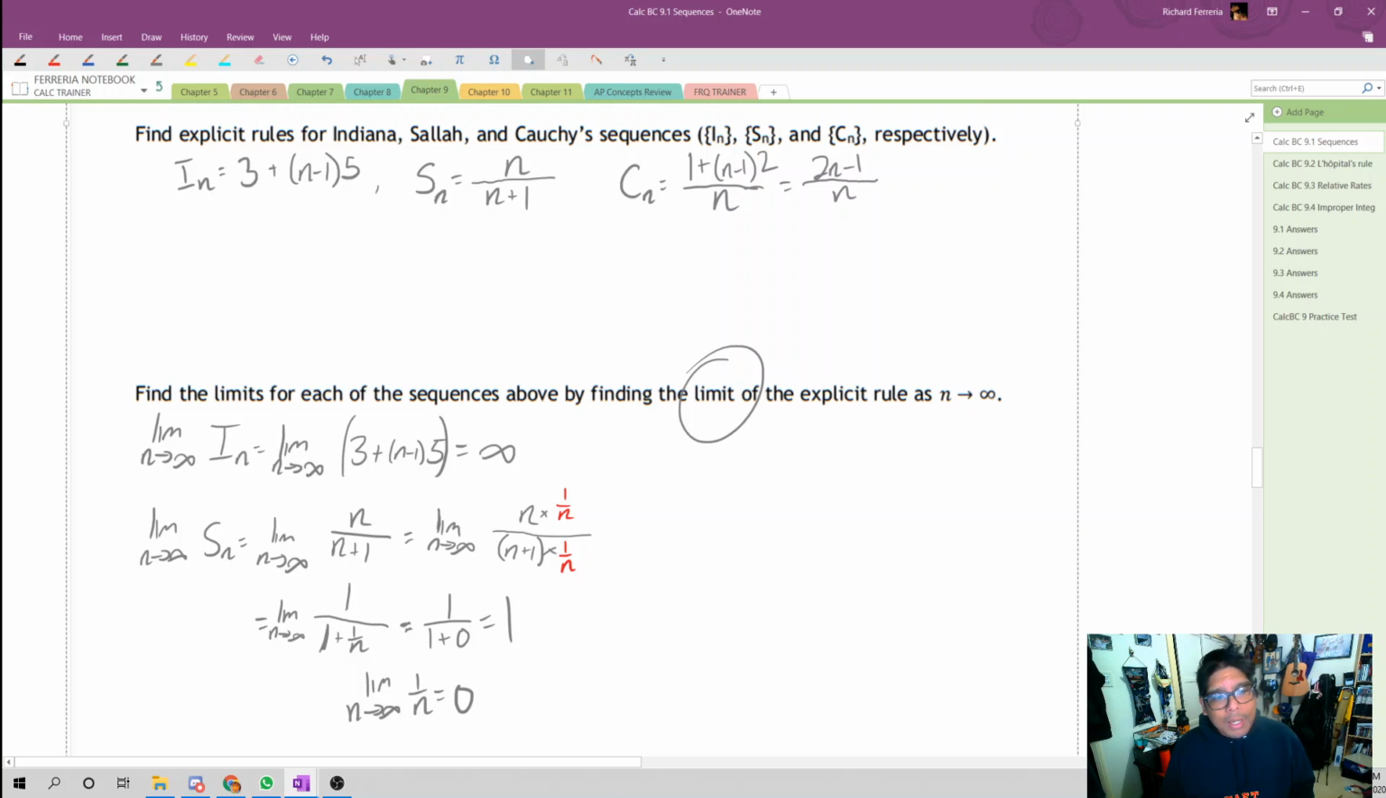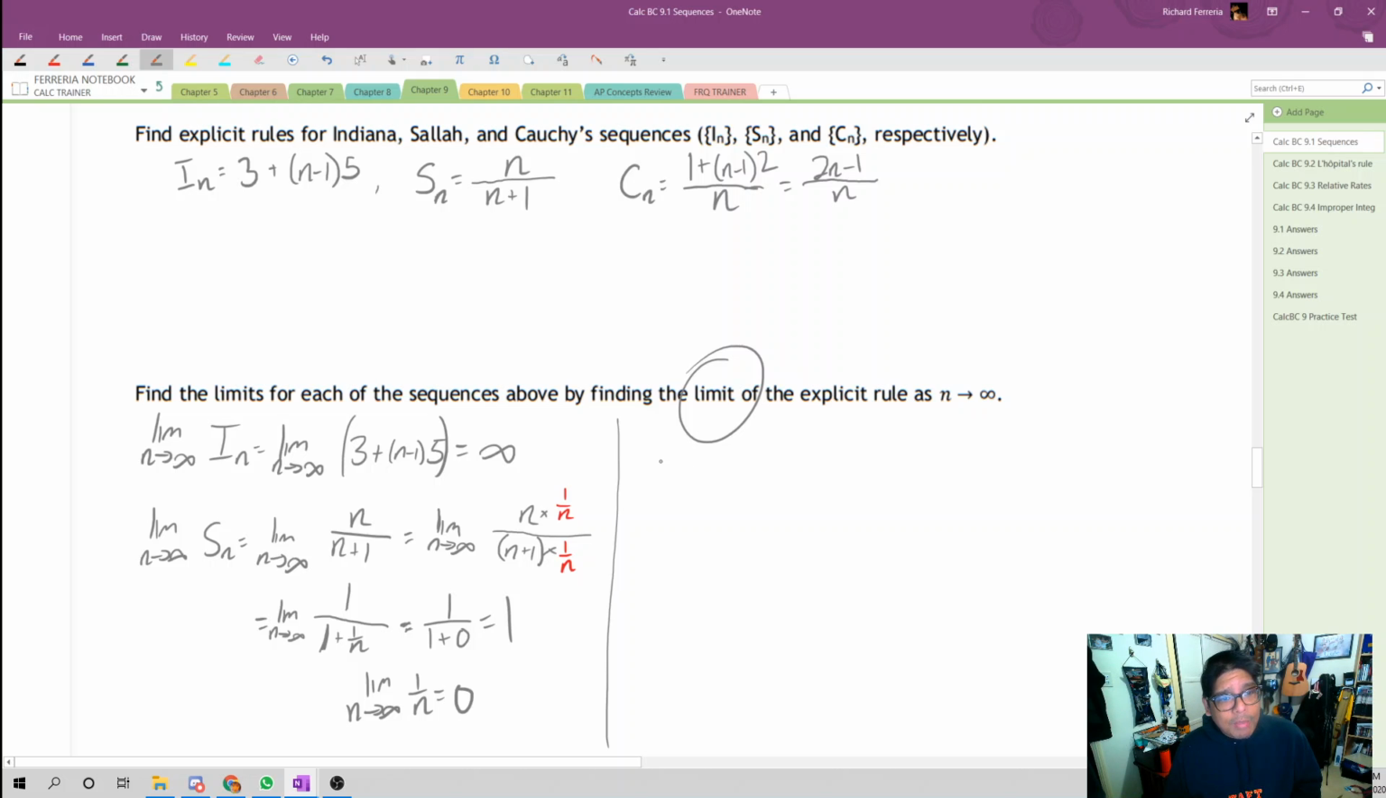I would probably, again, never write all of those intermediary steps. That's more of a mental exercise, and as you do limits, you'll get pretty good at that. And that's the limit for Sala. Let's look at the limit for Cauchy.